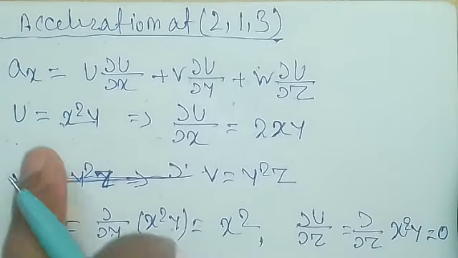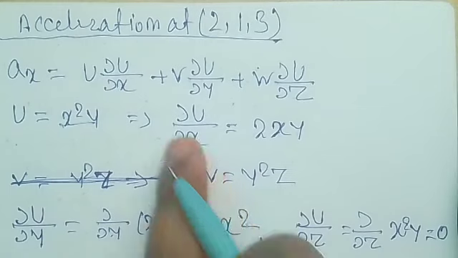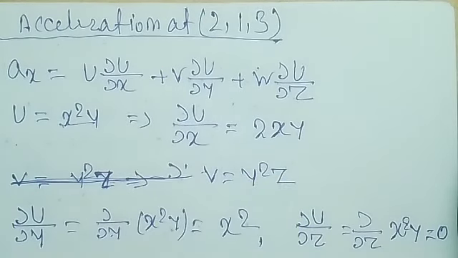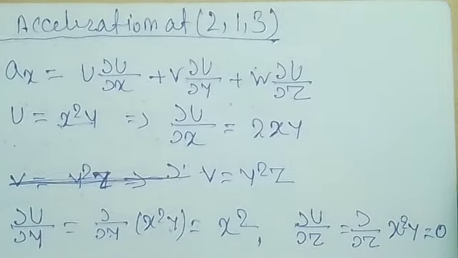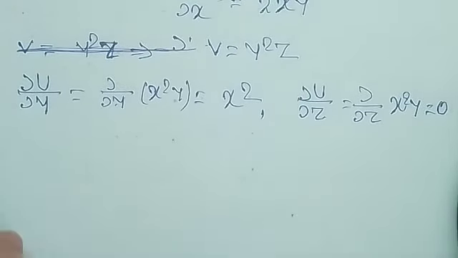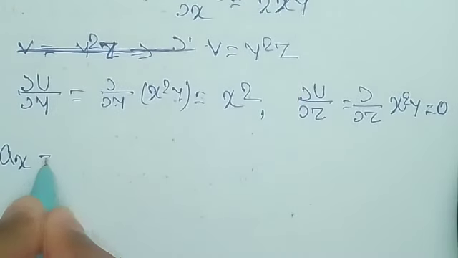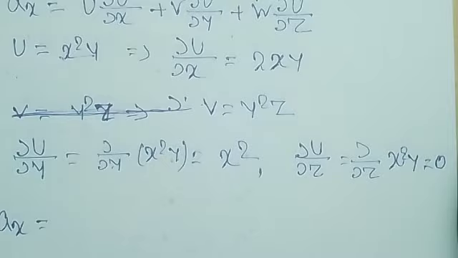Now if I put u is equal to this, v is equal to this, and w is equal to minus 2xyz minus yz square, and ∂u/∂x is this one, ∂u/∂y is this one, and ∂u/∂z is this one. So we'll get the ax. I'll show you here that ax is equal to u into this.